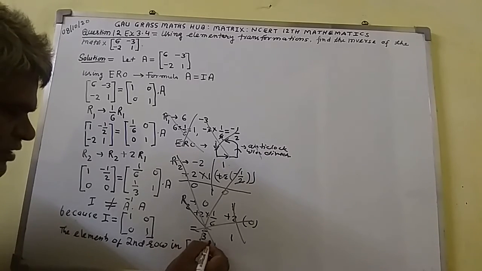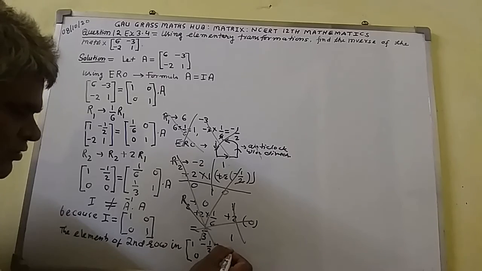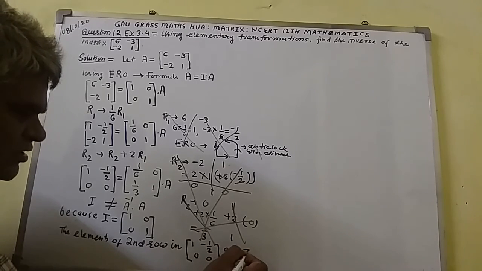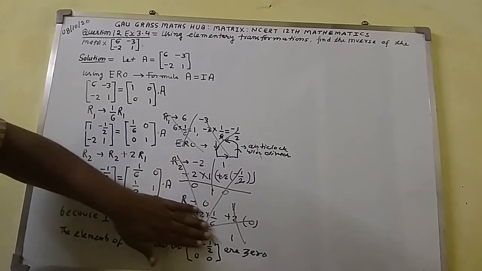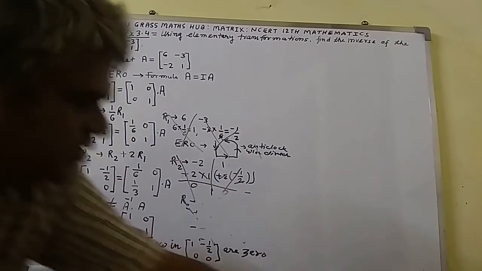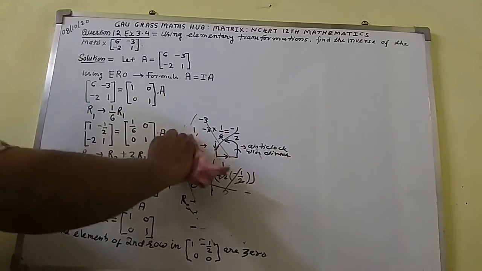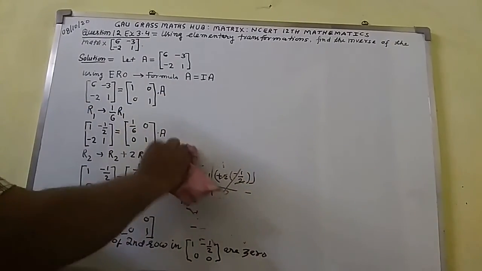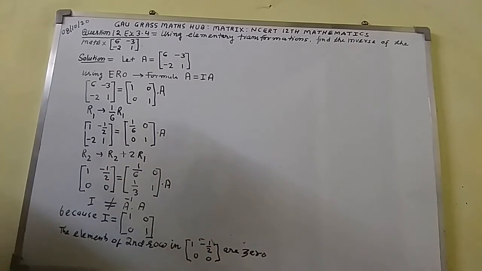1 minus 1 over 2, 0 0. This is the rough work. You can erase this one. You can erase from this place to this place because our purpose has been solved.